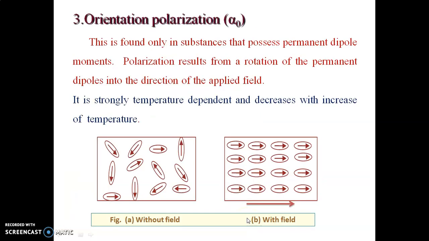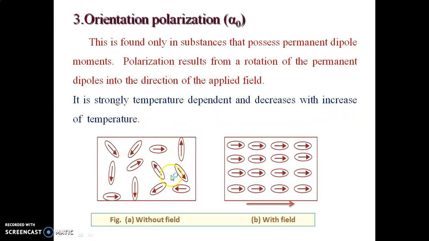The next one is orientation polarization, alpha O. Let us say the polarizability factor is alpha O. This is found only in substances that possess permanent dipole moments. The polarization results from the rotation of permanent dipoles into the direction of the applied field. So it is strongly temperature dependent and decreases with the increase of temperature, we can say.